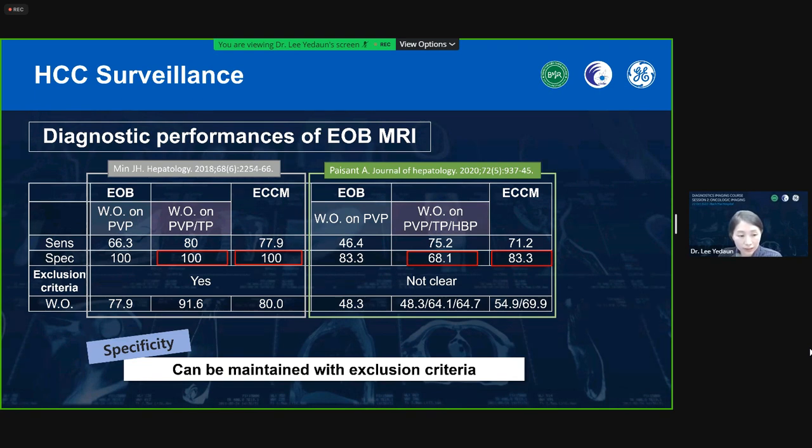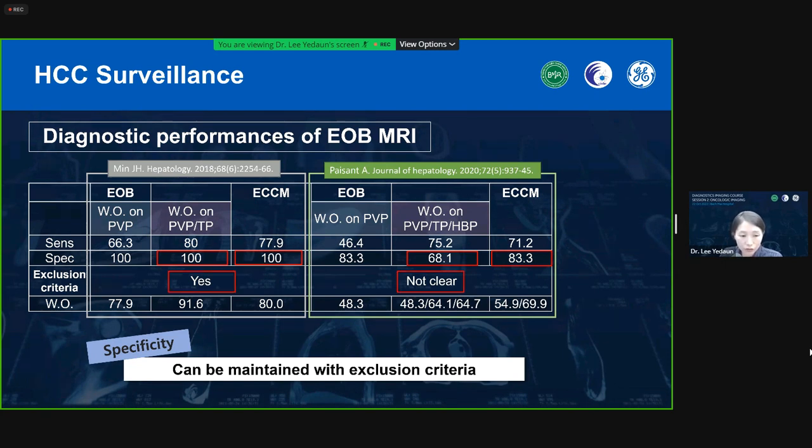Regarding specificity, as you might expect, the specificity of extended washout on EOB MRI was significantly lower in comparison to ECCM in the French study. However, the specificity remained 100% even with extended washout in the Korean study.